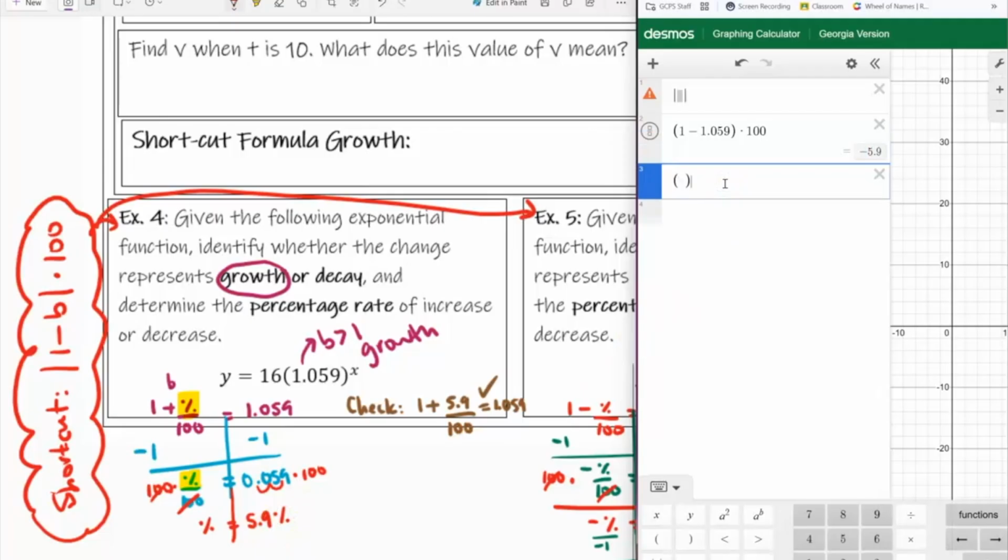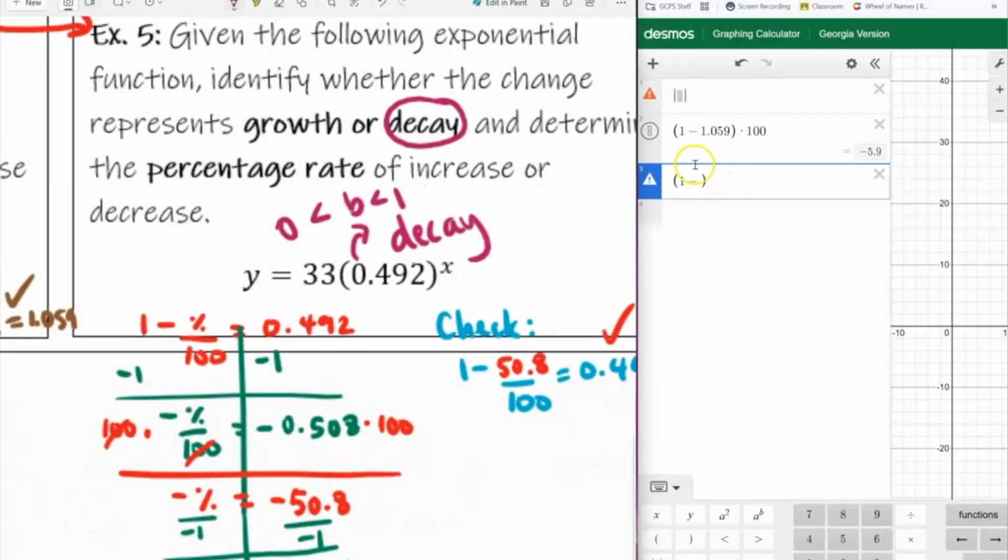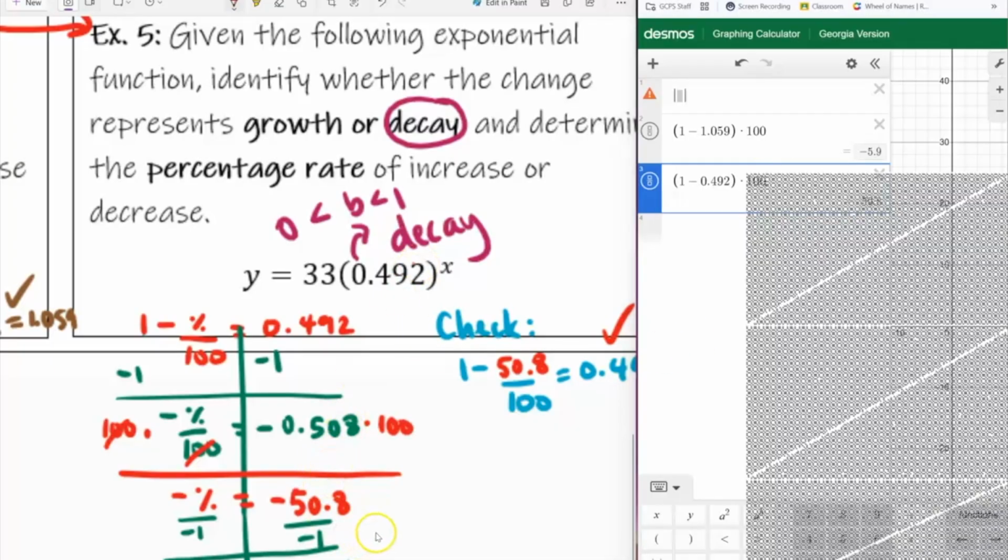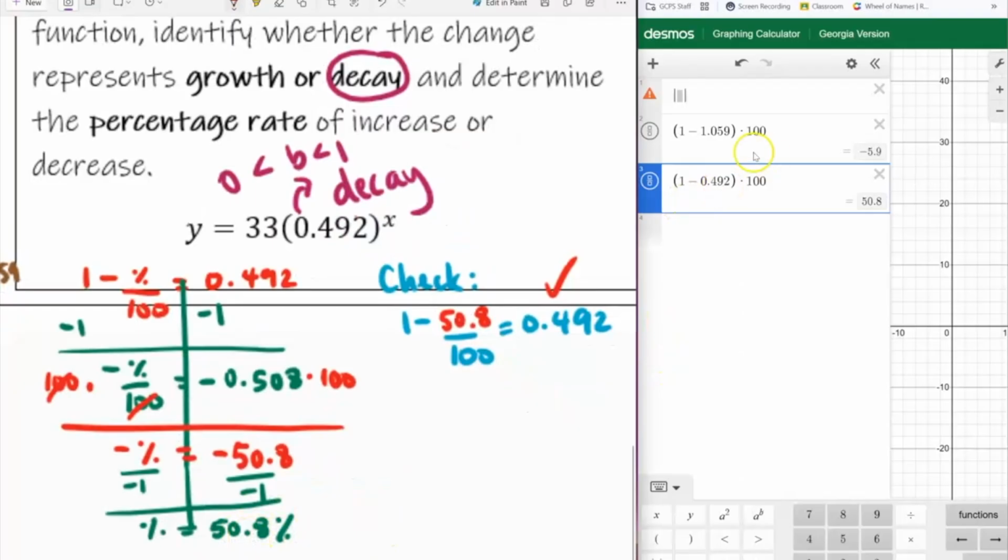Now I'm going to do it with this one. So again, 1 minus b, which is 1 minus 0.492, all right, multiply that by 100, and take the positive value. So that's 50.8. Was that what this one was? Yes, it was 50.8. So this is the shortcut.